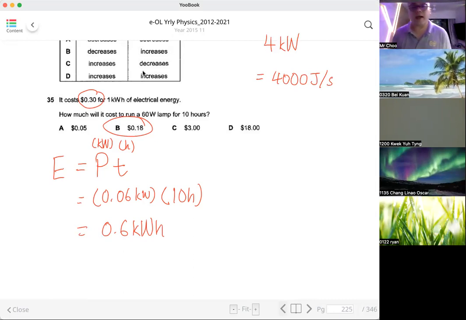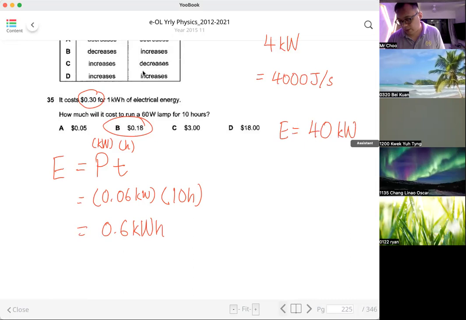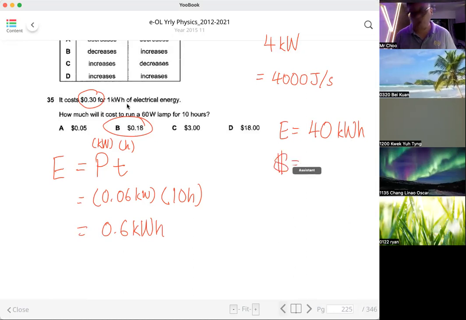Okay, so for example, if you were to use this aircon for 10 hours every night, your energy consumption will be 40 kilowatt hour. Clear so far? And we use the same example here. It costs 30 cents for every 1 kilowatt hour. So how much will it cost to run this aircon every night? It will cost you $12.